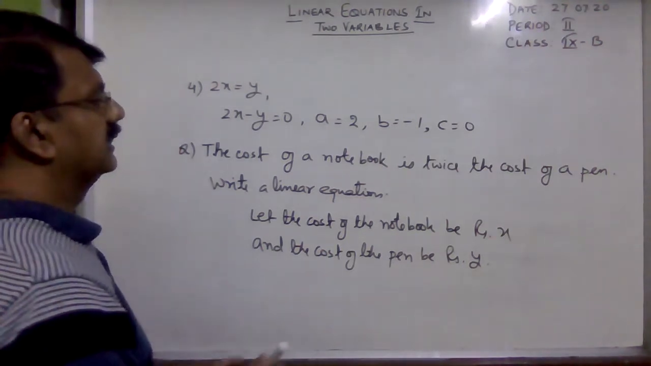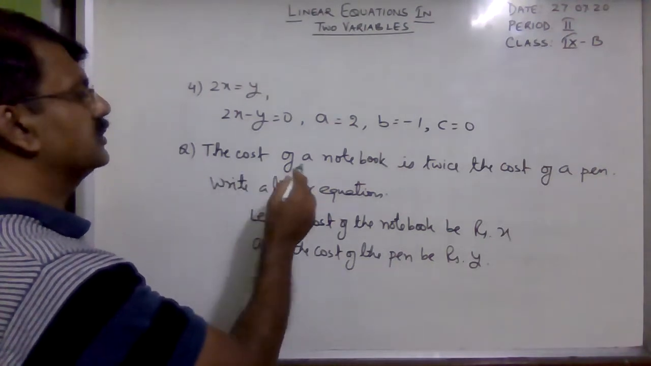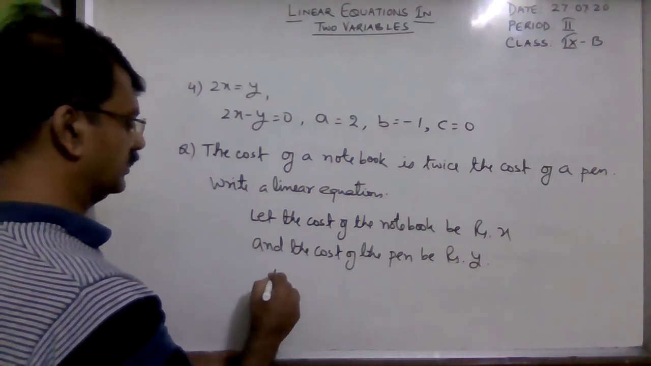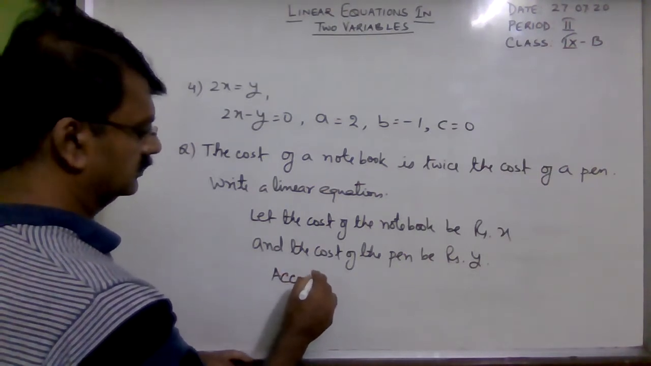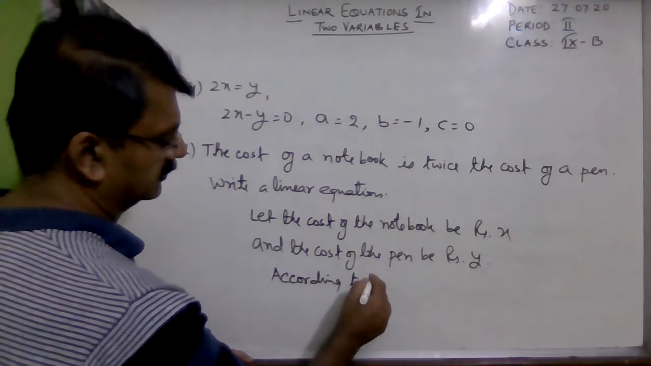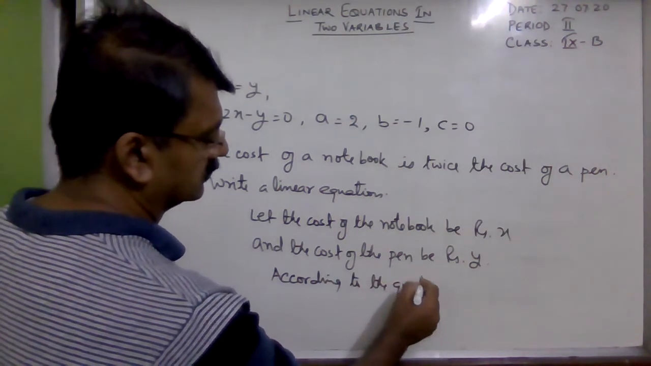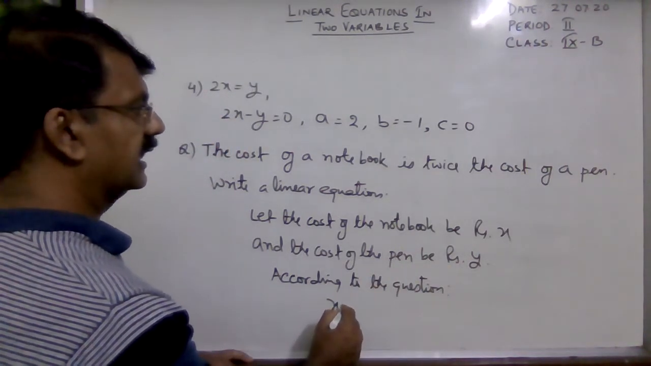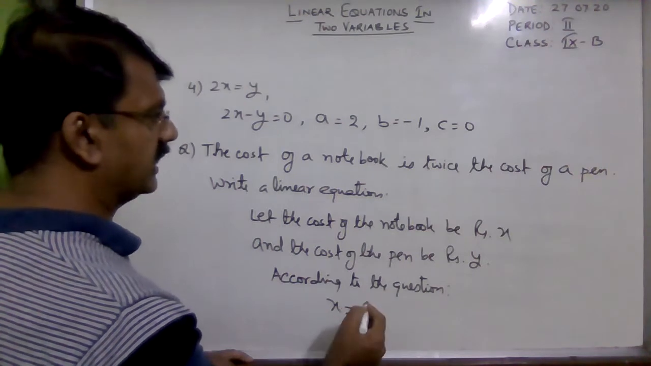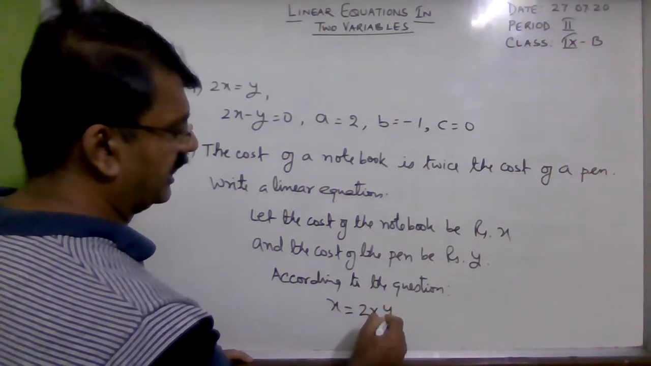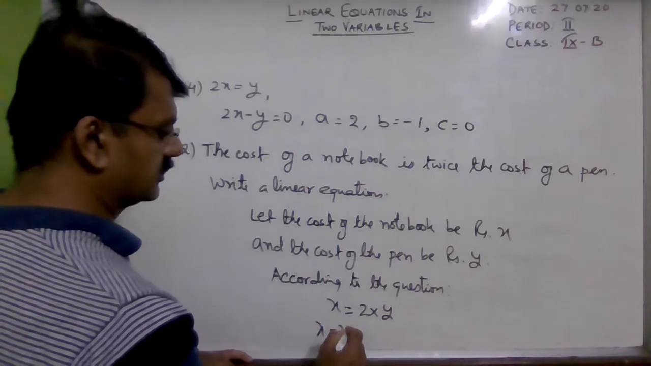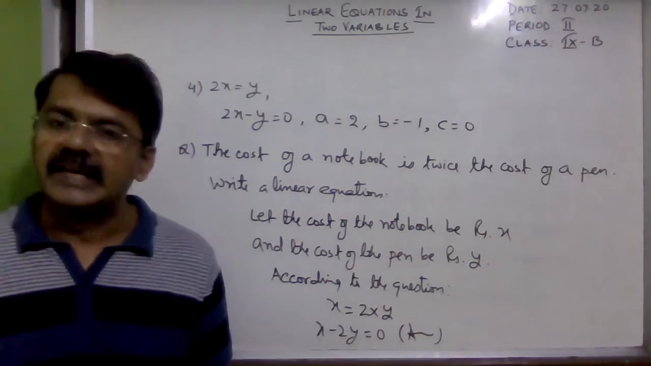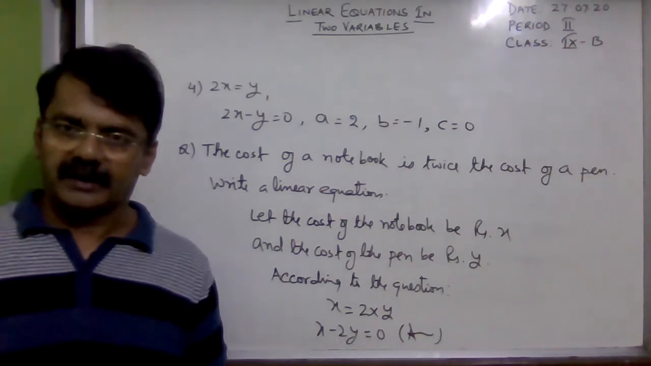Now what we do, they are saying the cost of a notebook is twice the cost of a pen. So according to the question, the cost of the notebook, that is X, is equal to 2 times, twice means 2 times the cost of the pen, means X minus 2Y is equal to 0, and that is your answer. This is the linear equation, required linear equation. Clear?